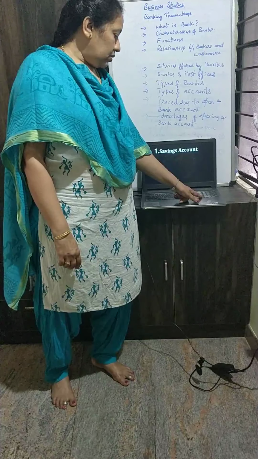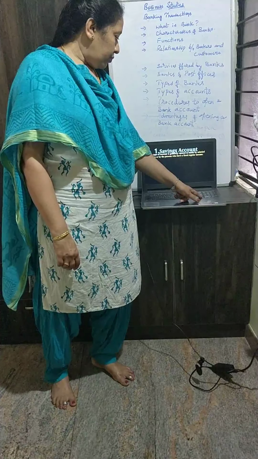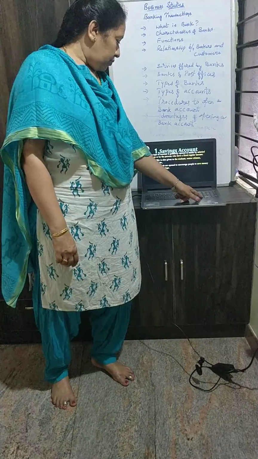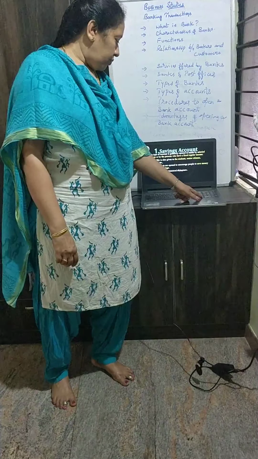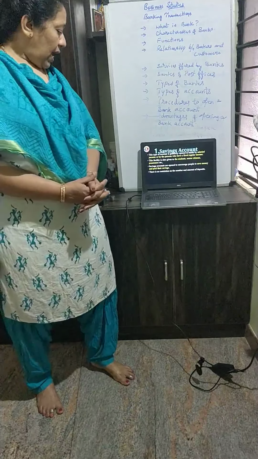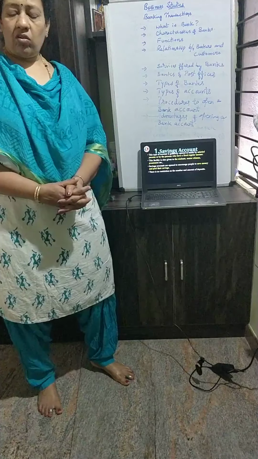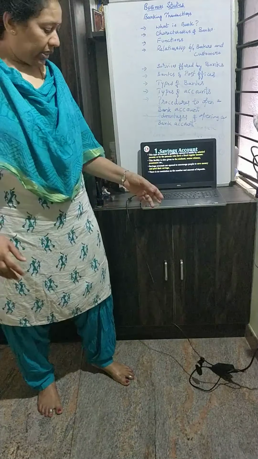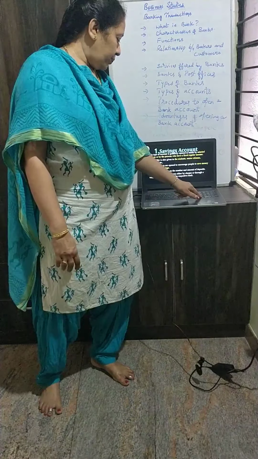Saving bank account. This facility is also given to the students, senior citizens, pensioners. Everyone can go through the saving bank account. It will be encouraged by everyone to save their money, and there is no restriction on the number of accounts you can open in different banks.